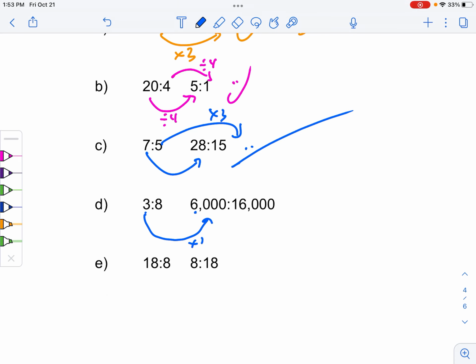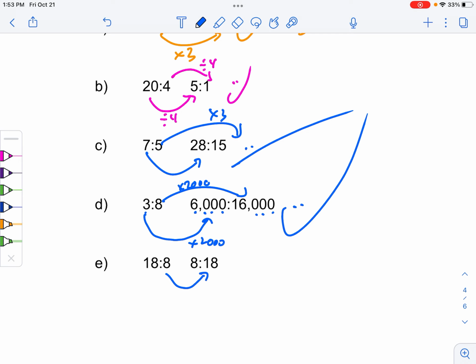So 3 times 2 is 6, and I got these 3 zeros. So it's like 2,000. So let me try this one. 8 times 2 is 16, and it's got 3 zeros. This one worked. Yay!